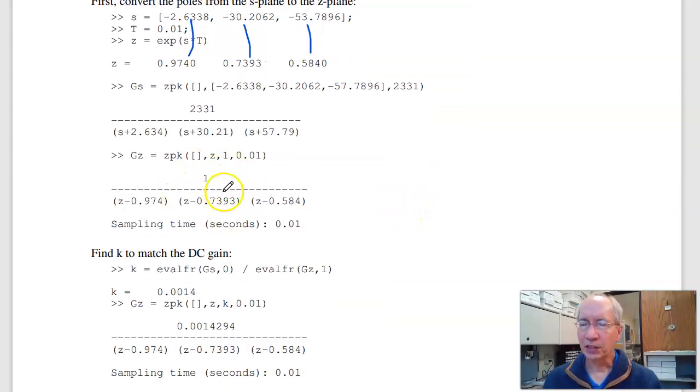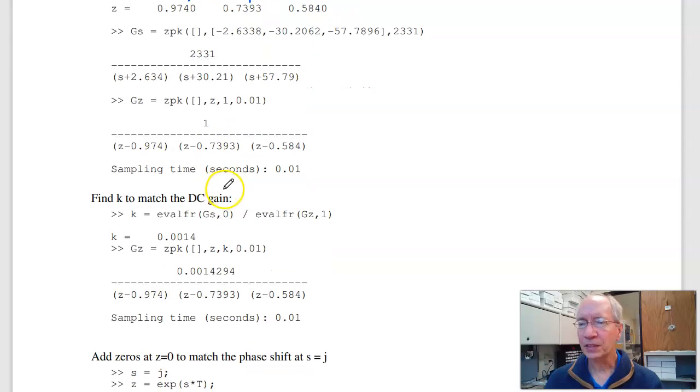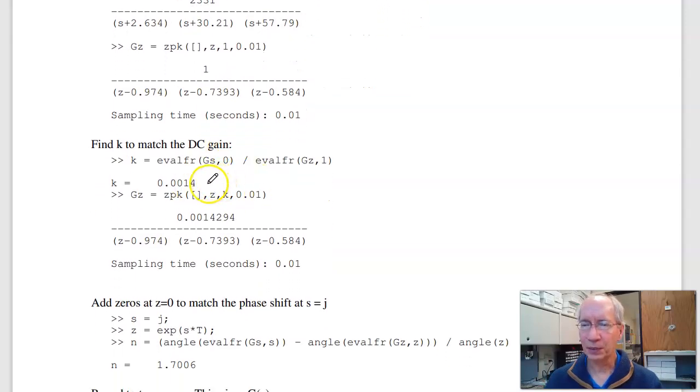Repeating, here's the form of g of z. To match the DC gain, I need to multiply by 0.0014. And that's actually fairly common in the z-plane. This is a very small number. That just says in one sample, in 10 milliseconds, the output doesn't change very much.